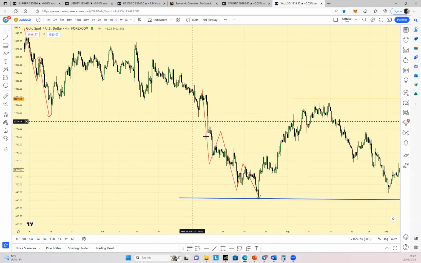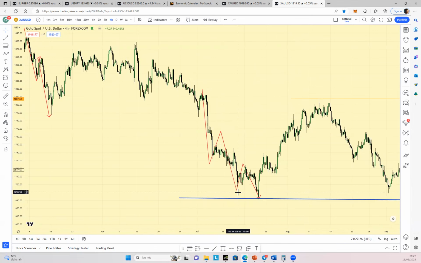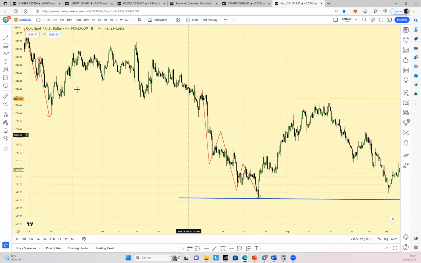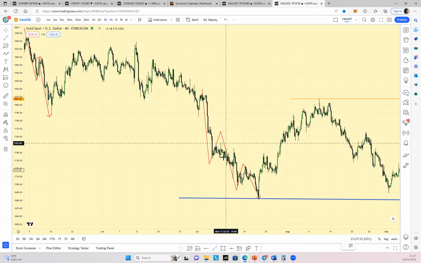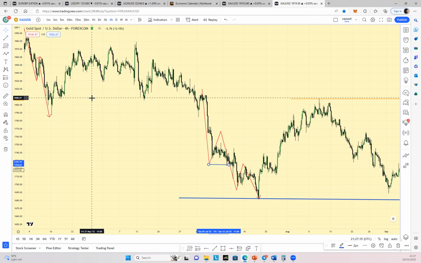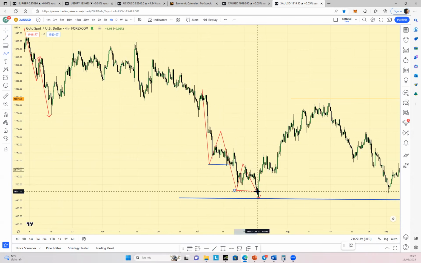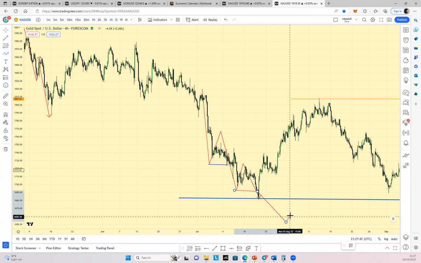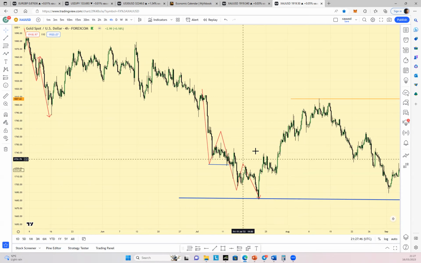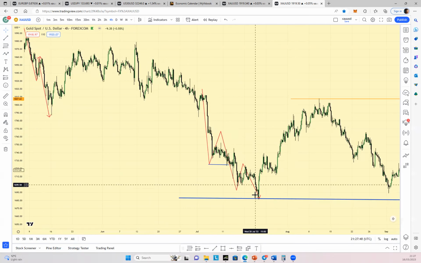Well, here we've got two breaks of structure, don't we? Yes, we have two breaks of structure, but price did not continue going down, did it? It didn't continue doing this. Then it went back up. So price is going back up, so there's actually nothing we can do.